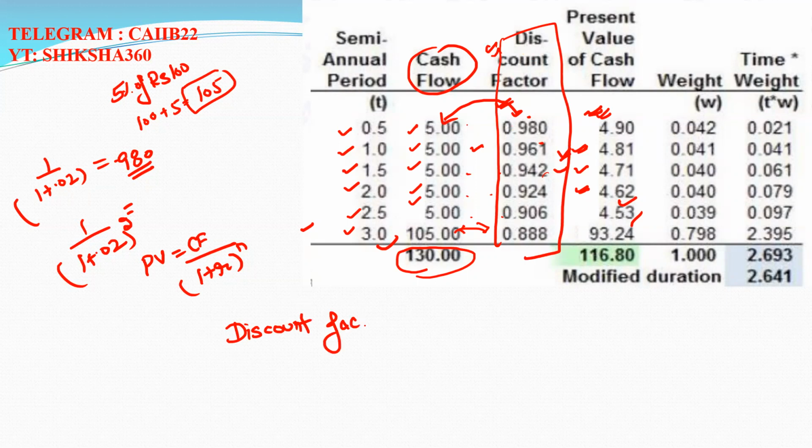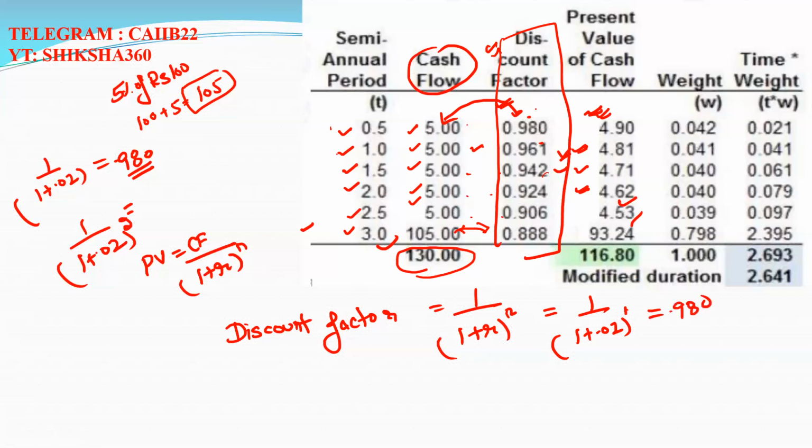Discount factor is equal to 1 upon (1 plus R) power n. Similarly, they will take more steps. 1 plus R, 0.02, for n equal to 1, 2, 3, 4, 5, 6. Six times, basically this is for 1. So 1 upon 1.02 comes out to 0.980. So this is basically the discount factor.